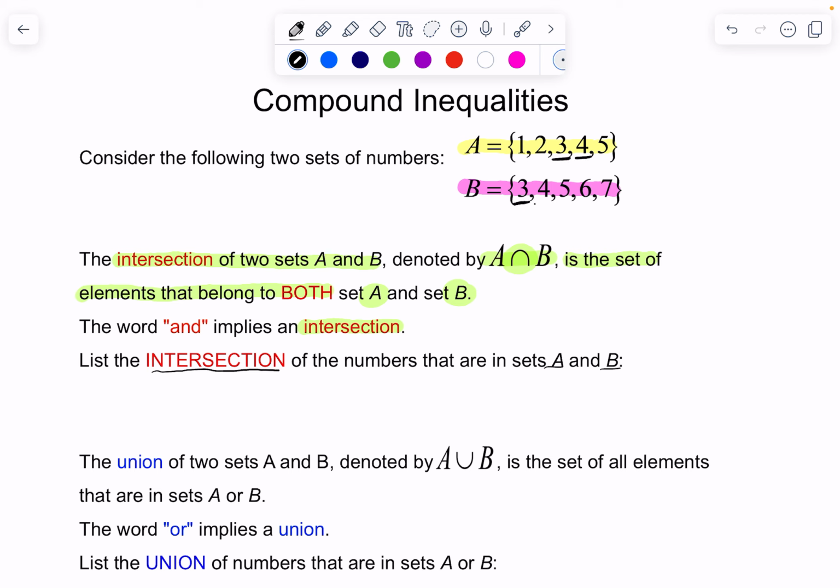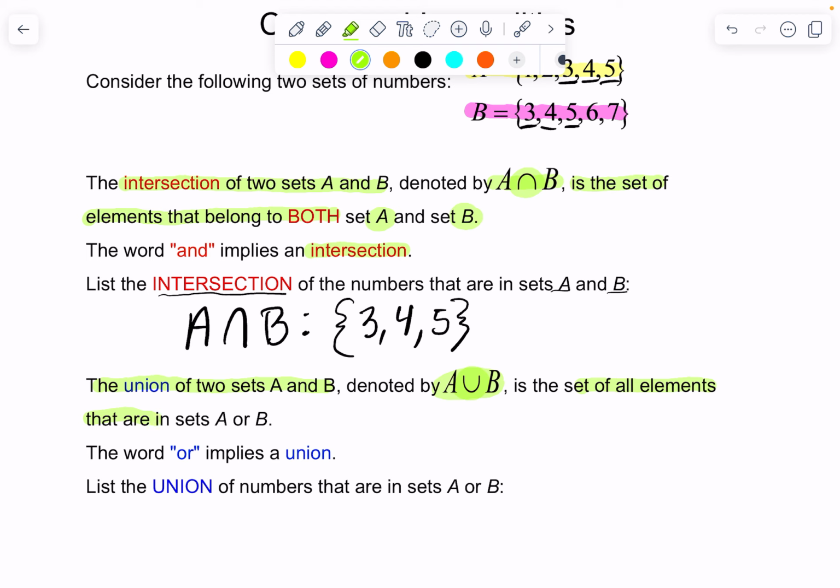If we look at the union of sets A and B, denoted by A regular U B, that is the set of all elements that are in sets A or B. So again, it's a set of all elements. We're looking for a combination, or a union. The word "or" implies a union, or everything combined together.